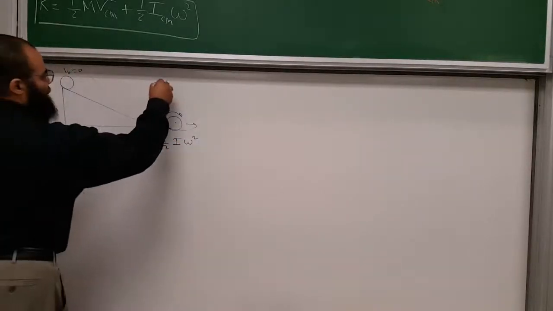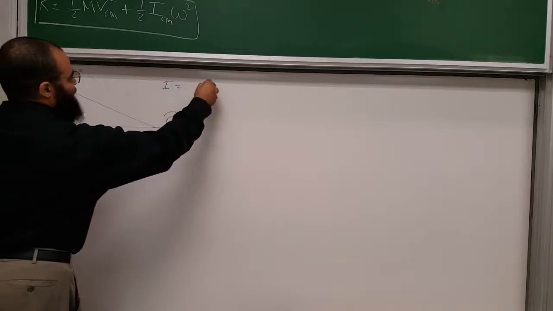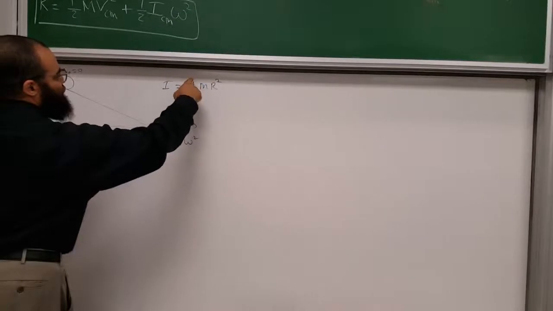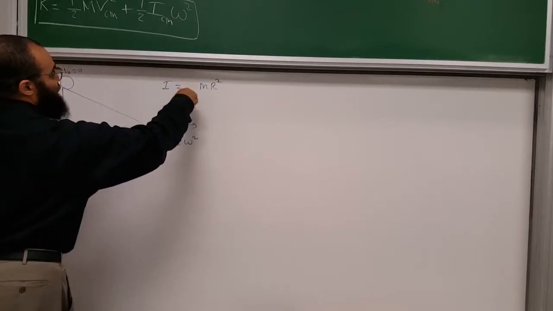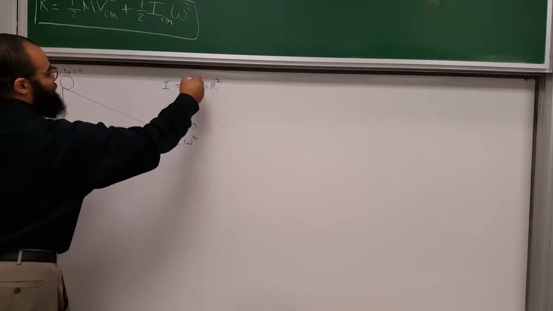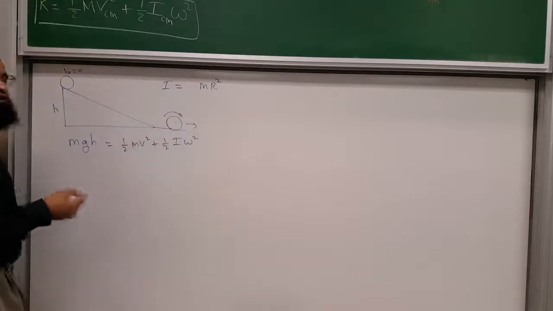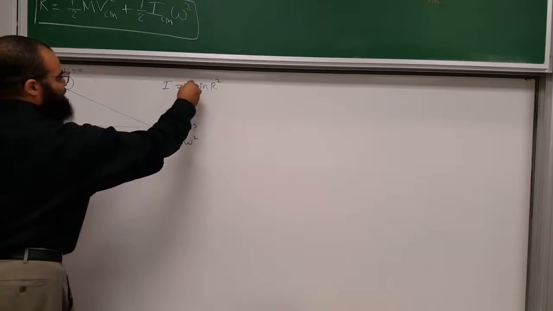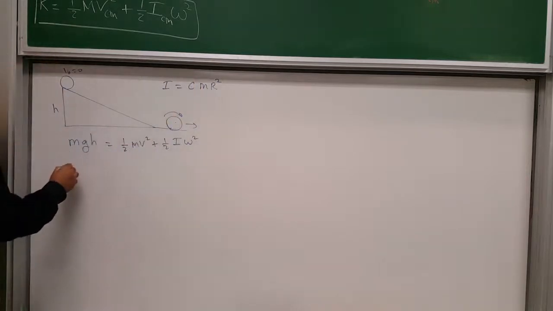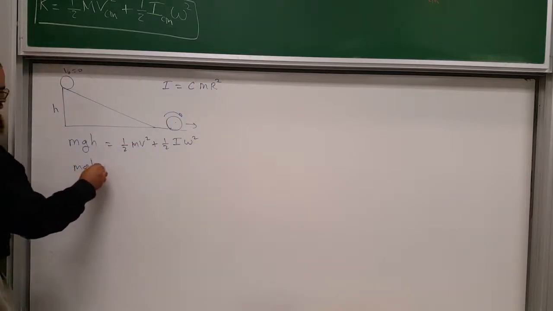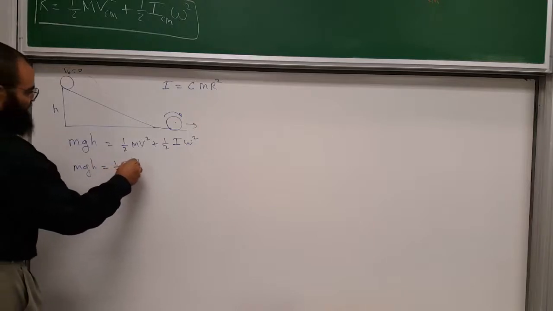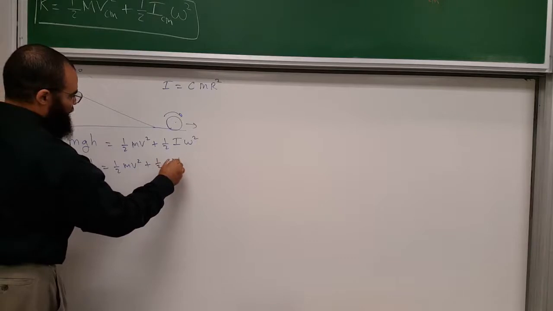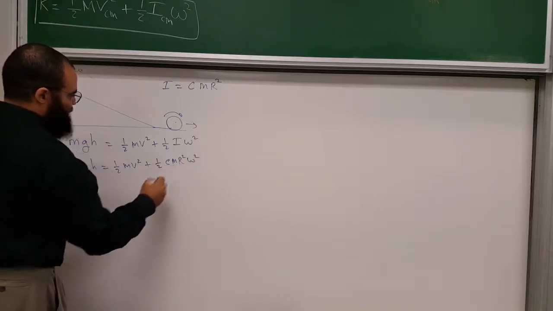And remember, the moment of inertia is always m r squared times some constant. That constant could be 1/2, it could be 1, it could be even 0 if it's a point mass, it could be 2/5 if it's a solid sphere, and so on. So I would replace the moment of inertia by some constant times m r squared. So I get mgh equals 1/2 m v squared plus 1/2 a constant times m r squared omega squared.